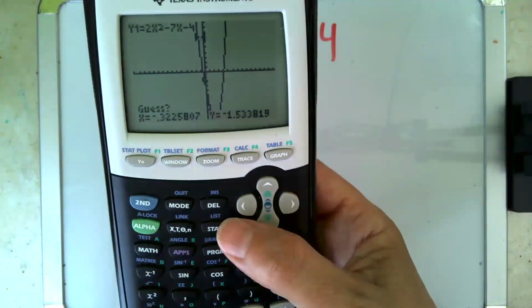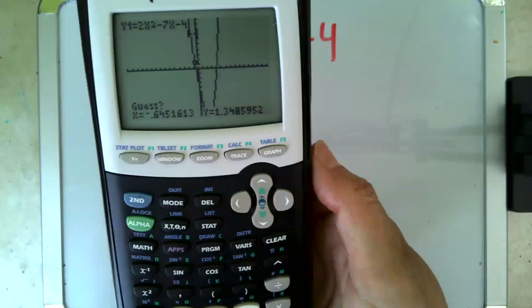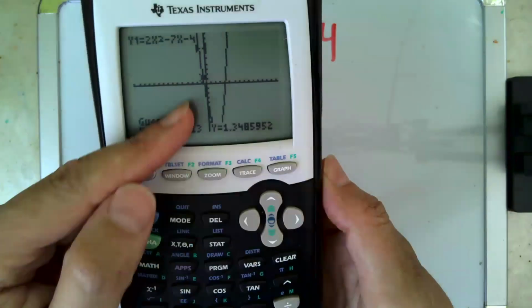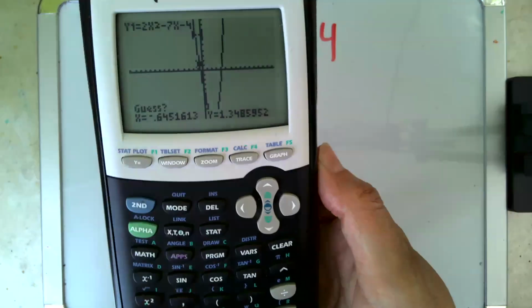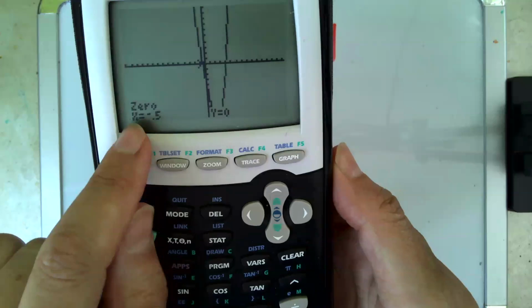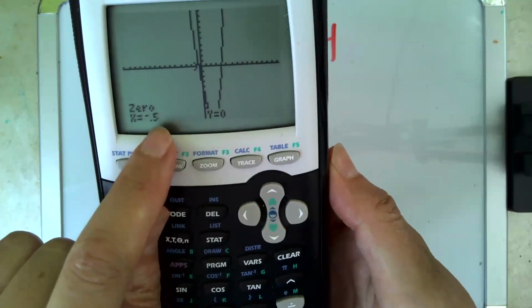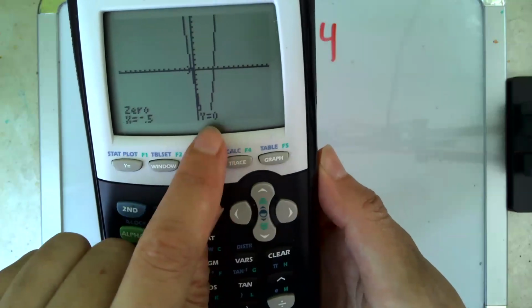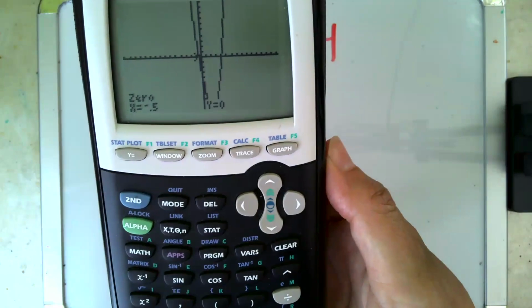Now it wants a guess, so just move yourself closer to it. It doesn't matter. This doesn't let me get right on top of it. Who cares? I press enter, and it pops out for me that my 0 is the point negative 0.5, comma 0. That is one of my zeros.